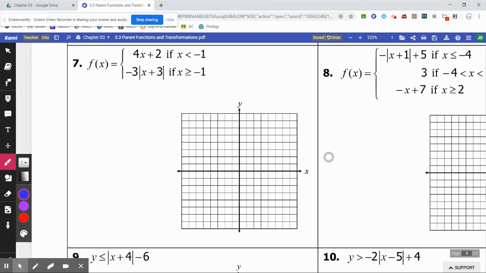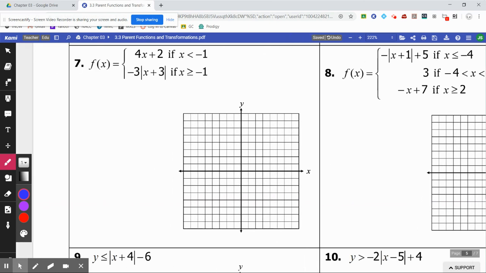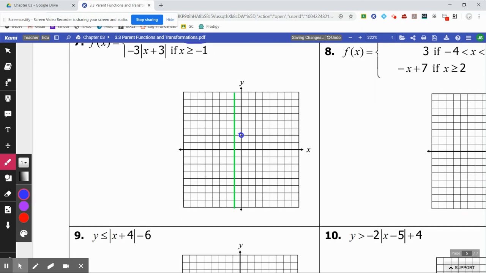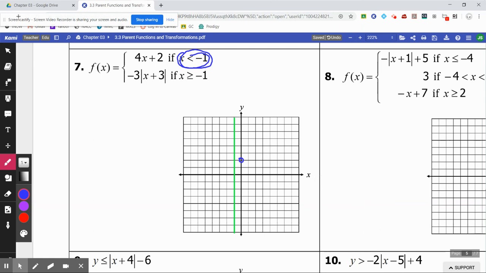Number 7. Again, we're dealing with some piecewise functions here. -1 is our cutoff point. So let's put a line at -1 to separate these graphs. Okay, now the left side, everything to the left of -1, we're going to graph this, 4x plus 2. Now that's just a regular linear equation, y-intercept of 2. Rise 4, run 1. Okay, at -1, we are non-inclusive. We're not going to include the point on this graph. So slope is 4, so we're going to go down 1, 2, 3, 4, and over 1. Open circle, we're not including that point.